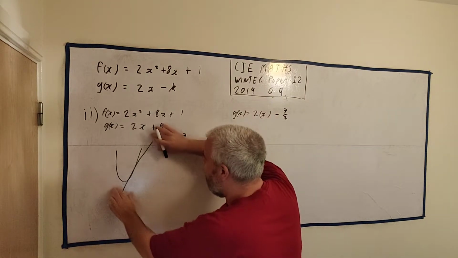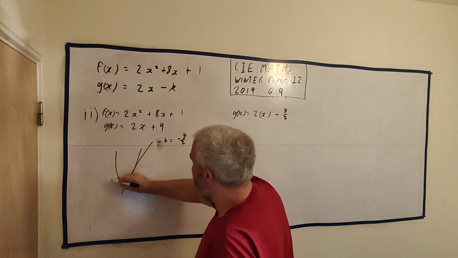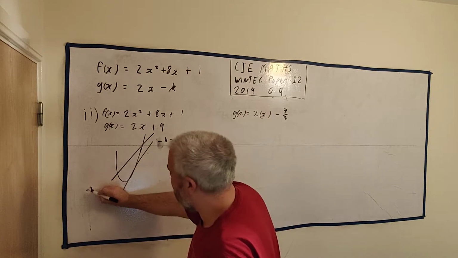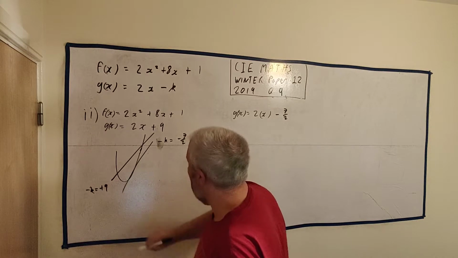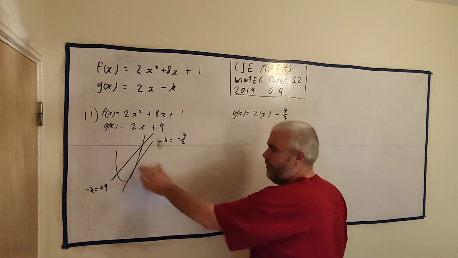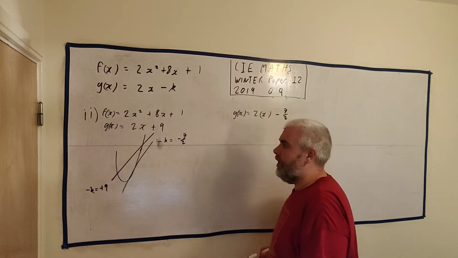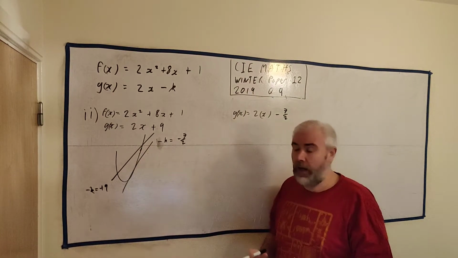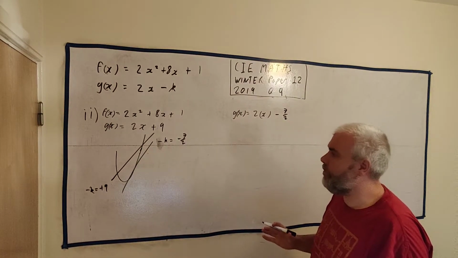So that means this line is moving up. So plus 9 is somewhere up here. And this is minus k is equal to plus 9. Or really, I could be saying the y-intercept is here. So I do know it hits it twice. I know the rough shape of everything in this question.